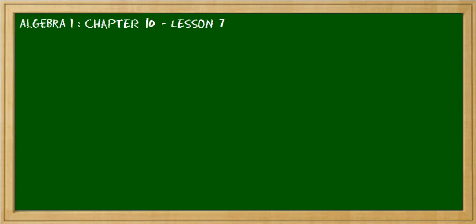Now, in lesson 4 of this chapter, we learned how to factor polynomials of the form x squared plus bx plus c. In this lesson, we will apply this method to factoring polynomials of the form ax squared plus bx plus c, in which a is not 1.